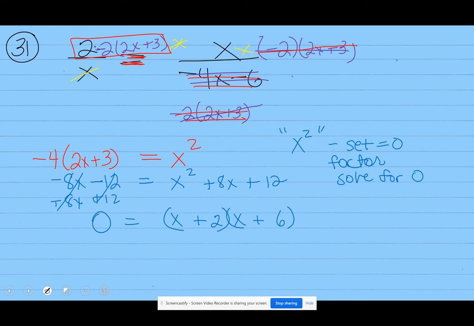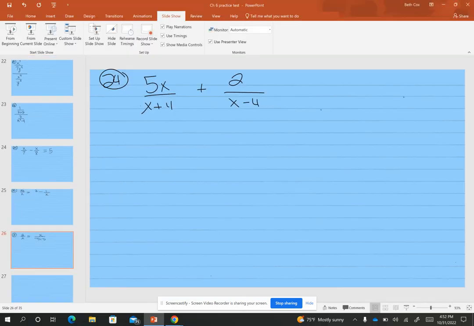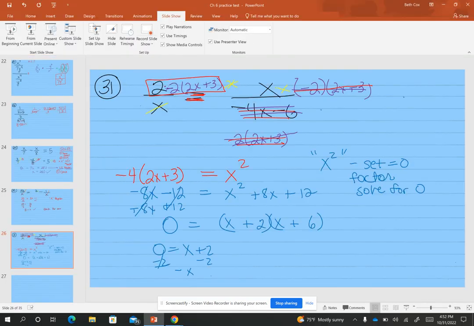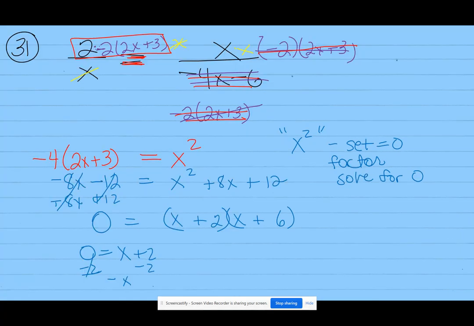Okay, now I'm going to set each factor equal to 0. So x plus 2 equals 0. Subtract 2 on both sides. X equal negative 2. Stop, I don't want to do that. Don't know what happened to that problem, but we'll just keep going.